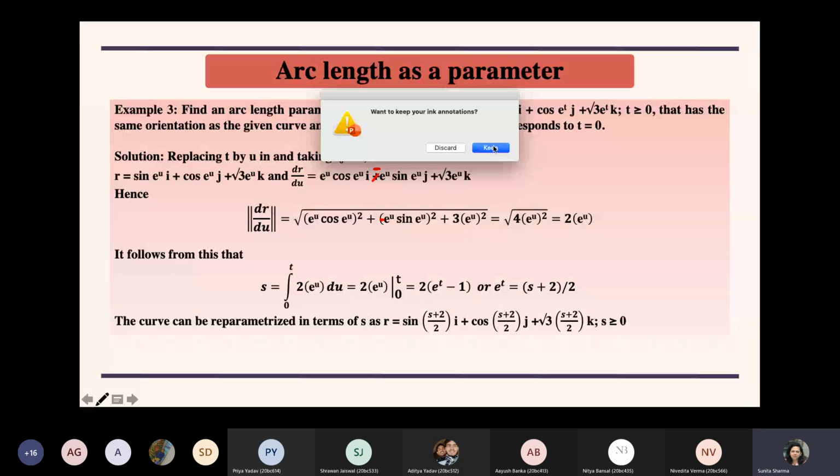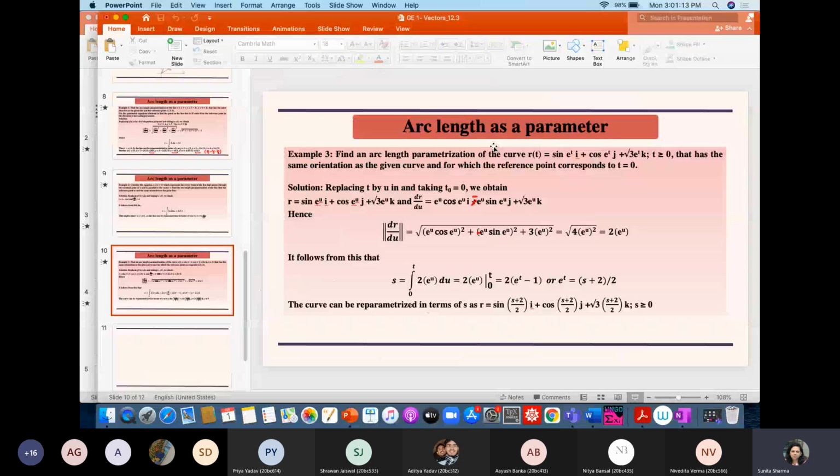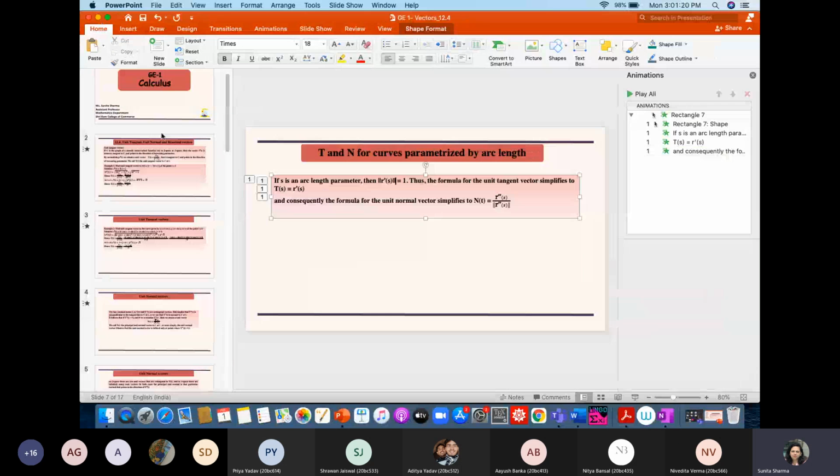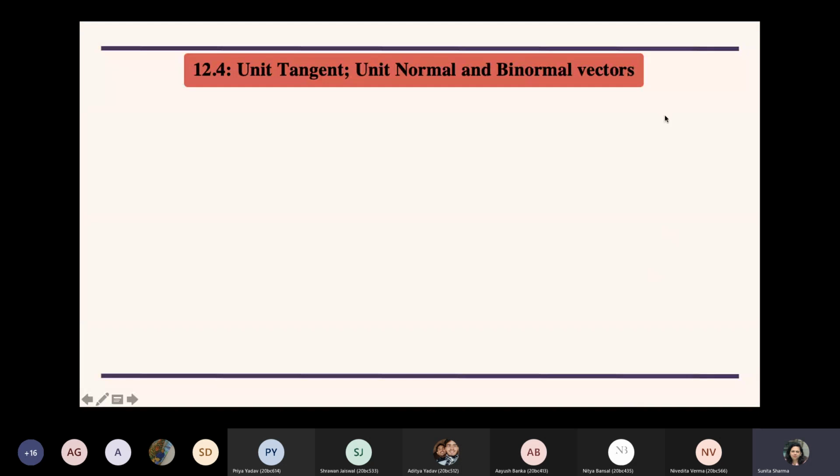Now I'll move on to the next section, which is 12.4. In this section, you will have these particular terms: unit tangent, how to find the unit normal, and then binormal vectors. We'll see the formulae or the expressions for these three types of vectors. First, we'll define the unit tangent vector.